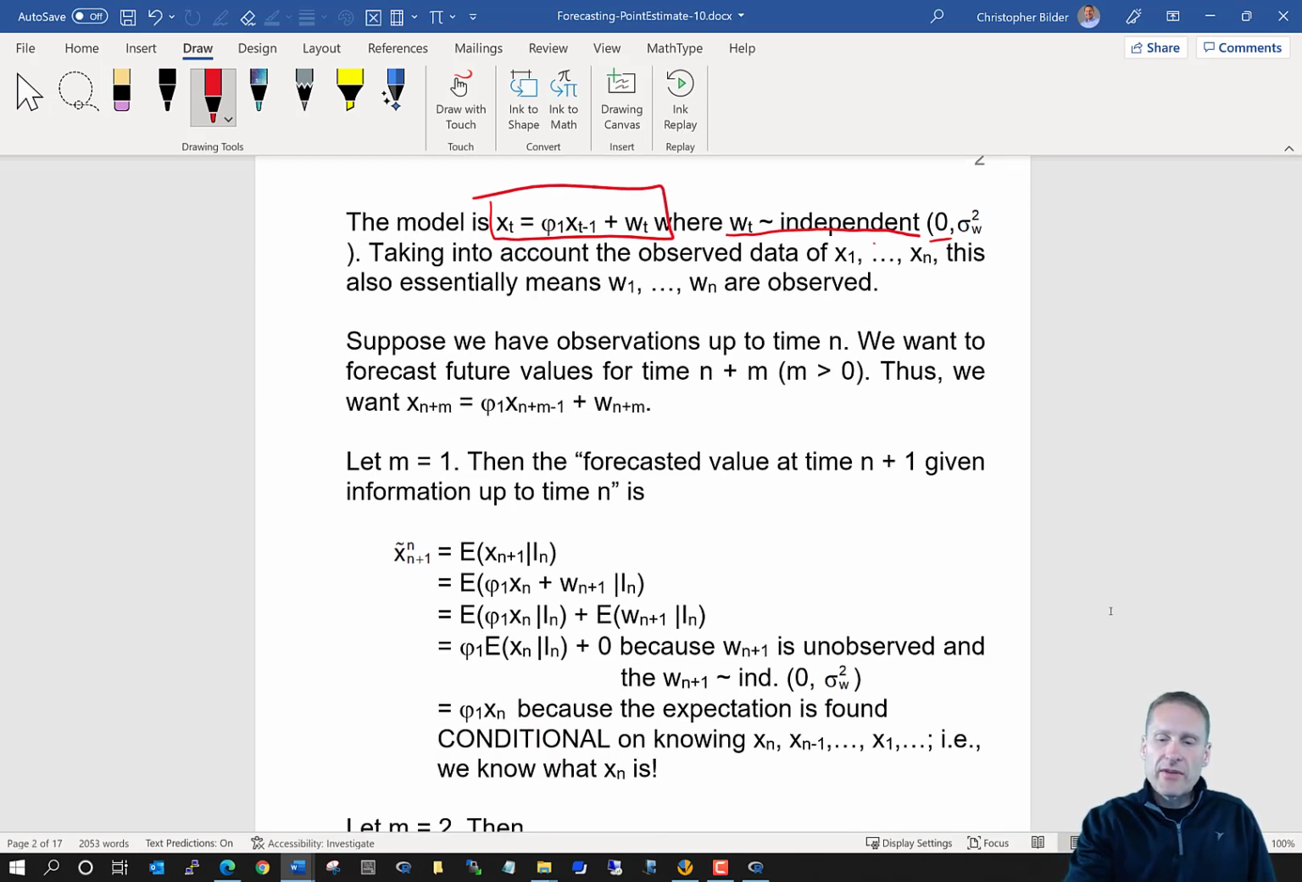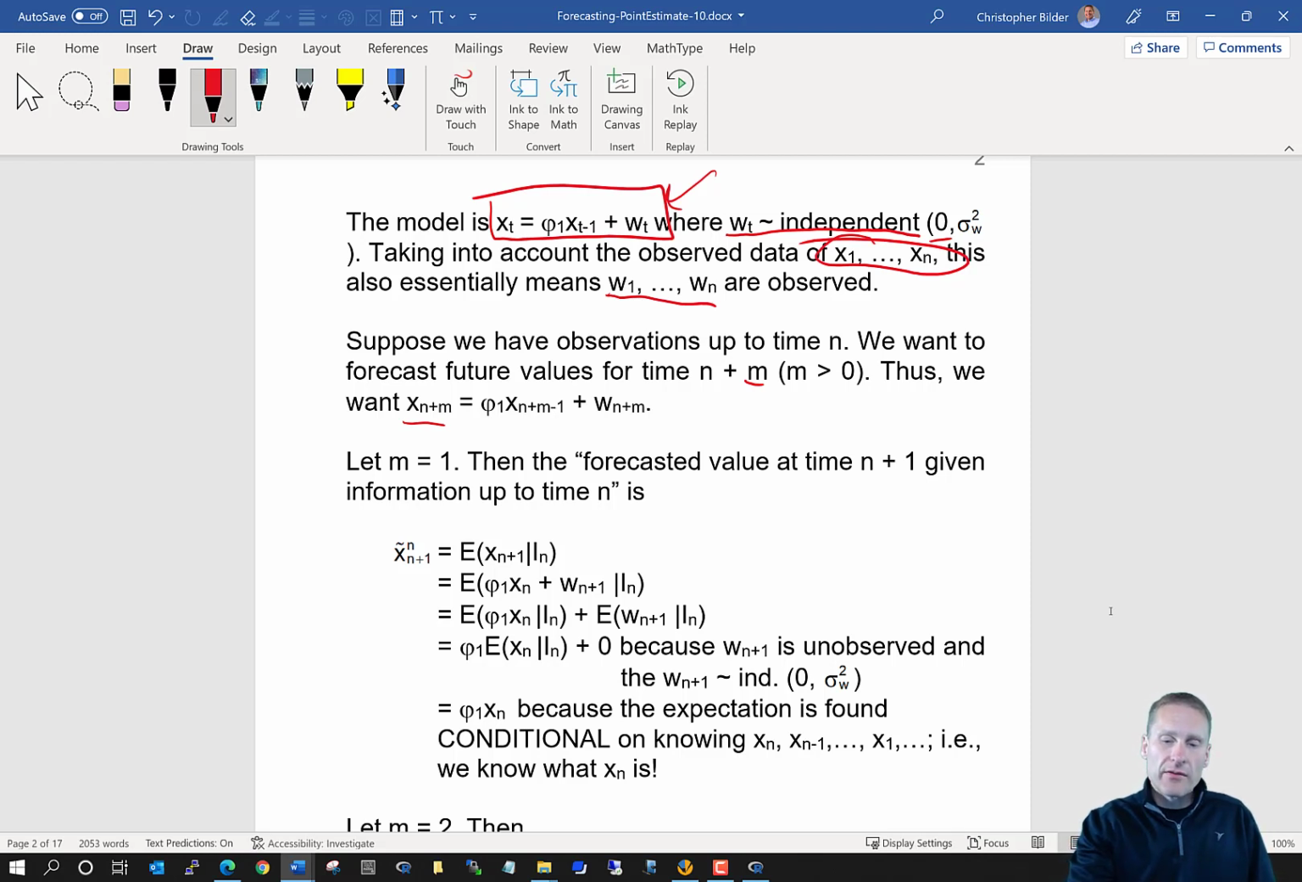Now, our observed data is x1 through xn. And notice, because of how this model is constructed, essentially this also means w1 through wn is observed too. This will be important as we move along. Okay, let's say that again, I want to go m time points into the future. So I want to get at x sub n plus m.